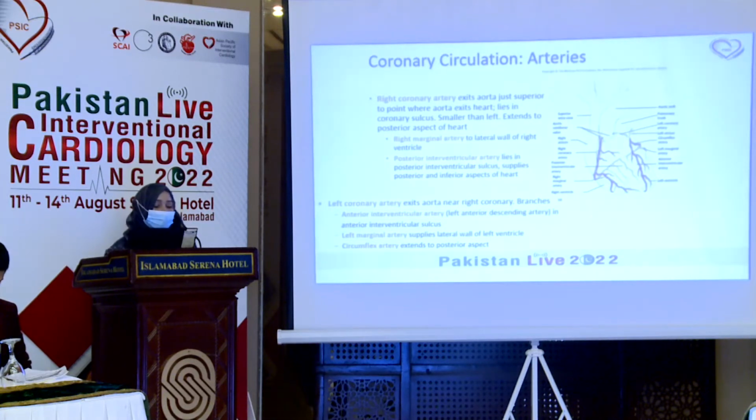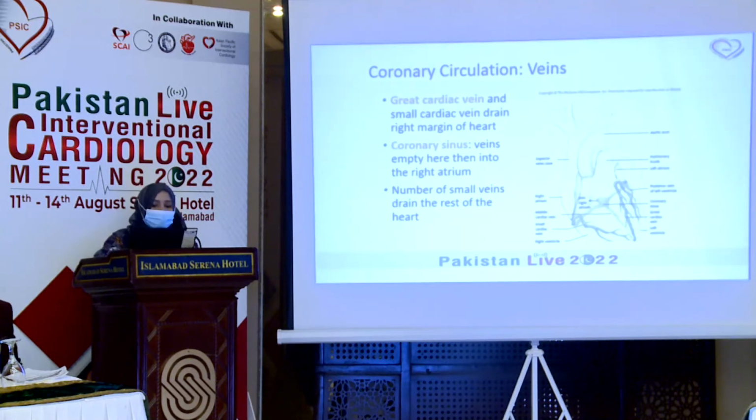The left coronary artery exits the aorta near the right coronary branches. It further divides into the anterior interventricular artery, the left marginal artery, and the circumflex artery. The left marginal artery supplies the lateral wall of the left ventricle.